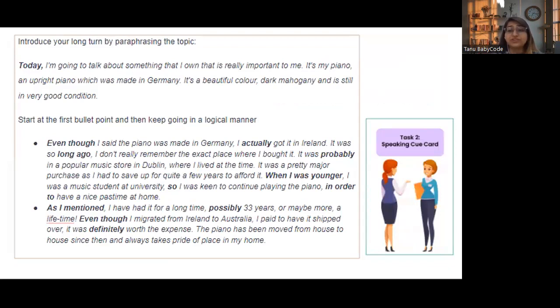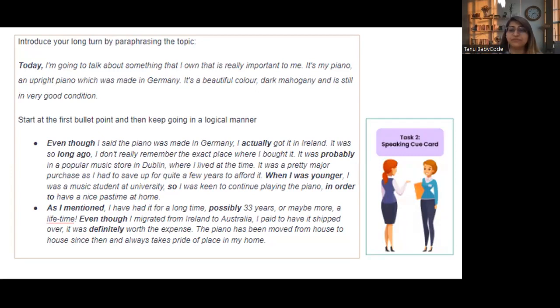So your question topic was: describe something you own which is very important to you. We did note making, right? We did the notes for the piano. Now let's see how we have organized. First is the introduction. Today I'm going to talk about something that I own that is really important to me, my piano. An upright piano which was made in Germany. It's a beautiful color, dark mahogany, and it's still in very good condition.